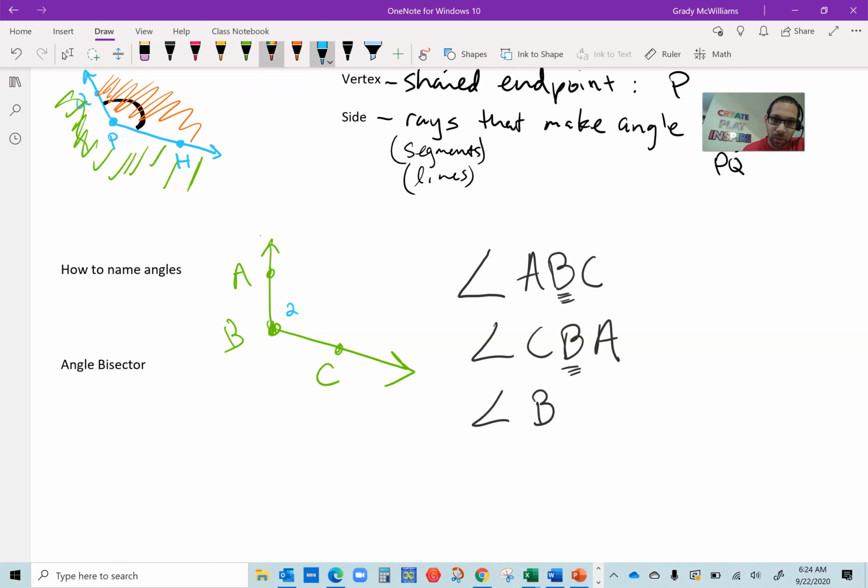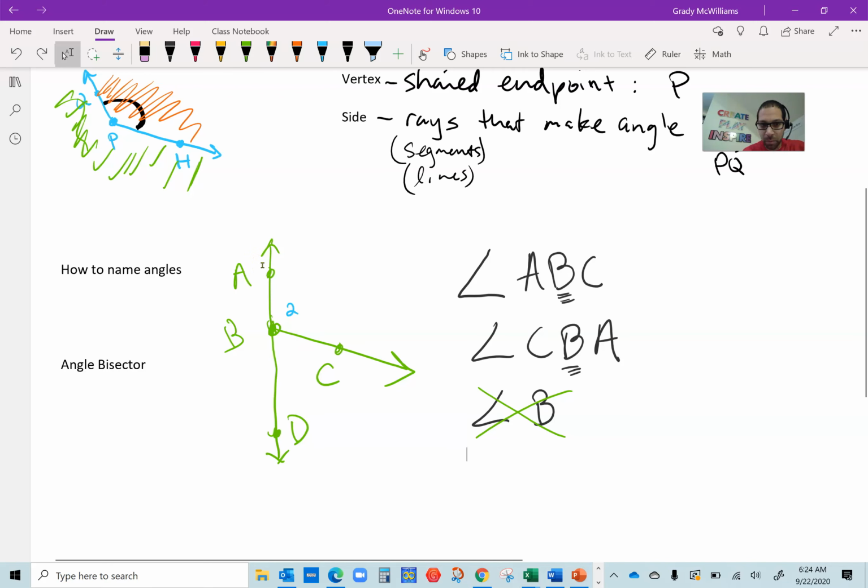So for example, let me draw some more angles on here. If I was to extend this and call this point D right there, I can now no longer use this as an example because I don't know which angle B you're talking about. Are you talking about this one here? Are you talking about this one there? It's kind of confusing. So we can no longer use just angle B if we were referring to this angle right there.